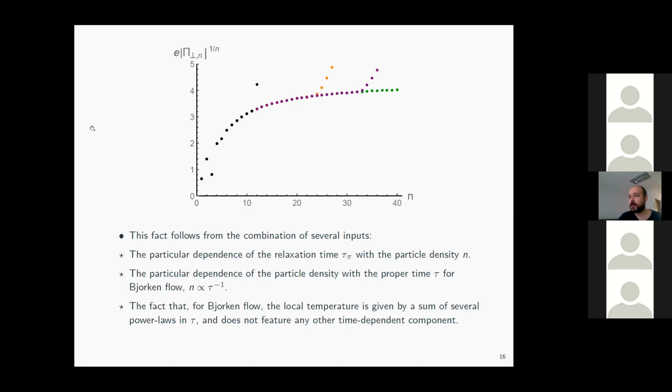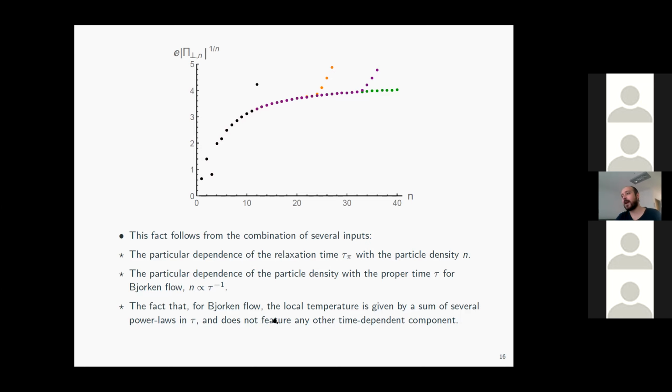This is extremely important. The second one is the particular dependence of the particle density on the proper time for Bjorken flow. So it just so happens for Bjorken flow in this system, the equations of motion tell you that the particle density scales as the inverse of the proper time. So these facts together imply that the relaxation time for Bjorken flow scales as proper time. So this is the origin behind the convergence. Okay, this is the reason behind the convergence.